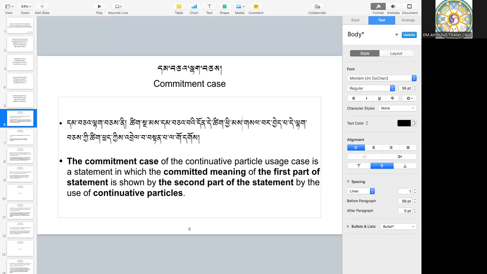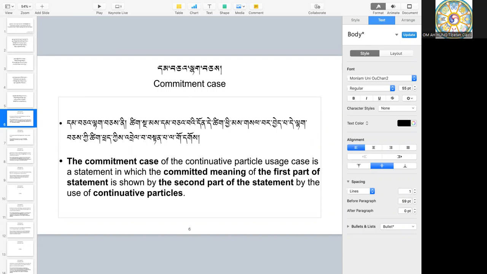So there are variations for the commitment case, and the variation will depend on the variation of the first part, which is the committing part, and the second part, which is the committed part of a statement. And the word that joins them together, relates them together, makes them into a statement is the particle. And so the very function of that particle changes with the nature of the statement.